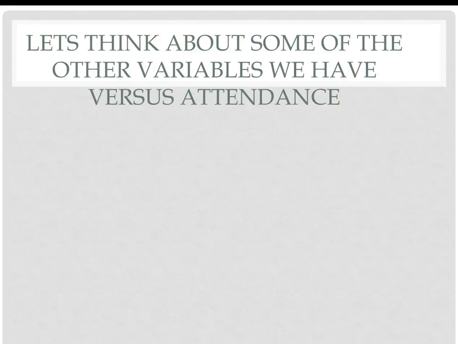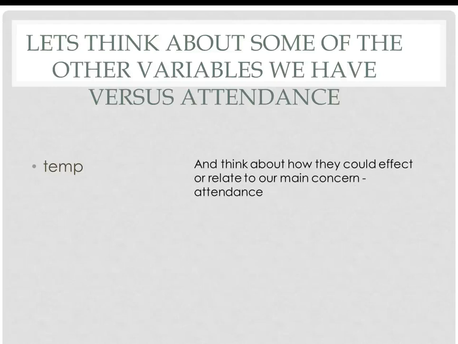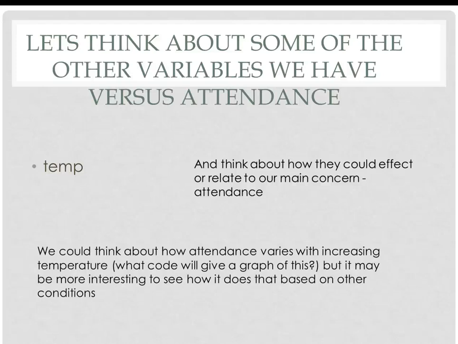Okay, let's think about some of the other variables we have and compare them to attendance. So what other variables do we have? We have temperature. So we might ask, how does temperature affect attendance? And think about how they could affect or relate to our main concern, attendance. We could think about how attendance varies with increasing temperature.